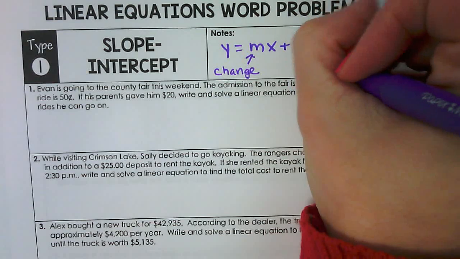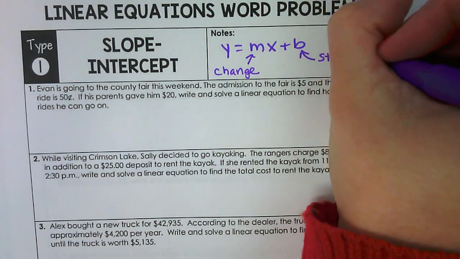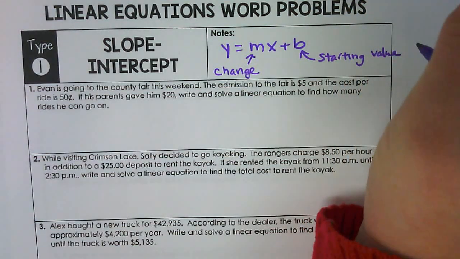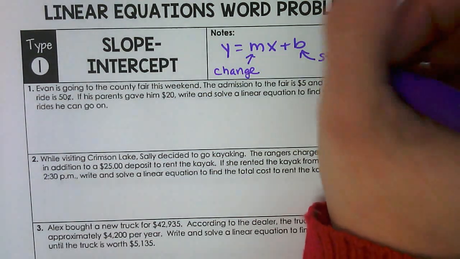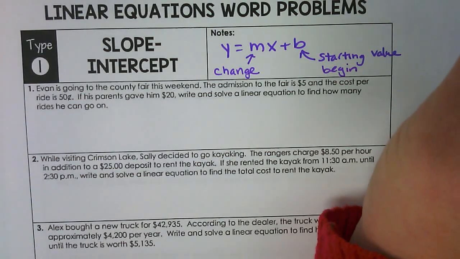For our y-intercept, it's not going to tell you y-intercept. It's going to talk about where you start, like what your starting value is. It might say initial amount. It might say where you begin. Those are all clues as to how you might use these numbers.